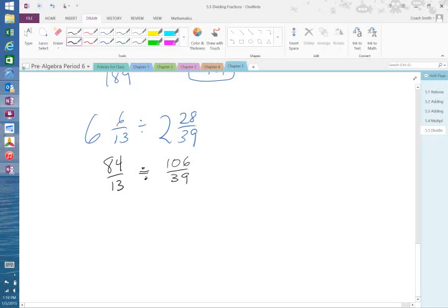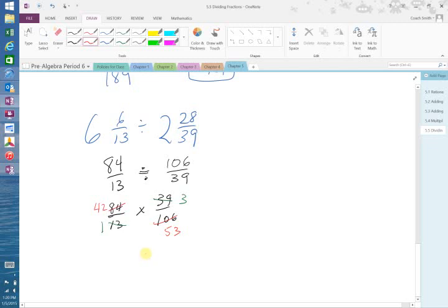Okay, now 84 over 13 times 39 over 106. Okay, there's a common factor. 13 goes into 13 once. 13 into 39 goes 3 times. So the common factor was 13. Common factor between 84 and 106. Okay, 4 doesn't go into it. Obviously, we know 2 does. Let's try that. 42, 53.